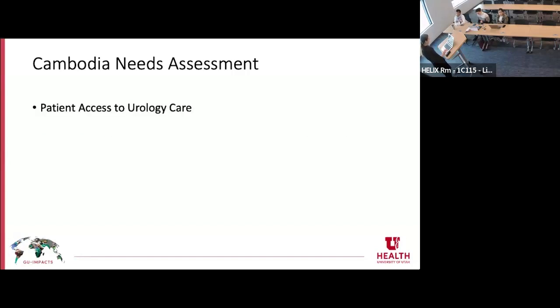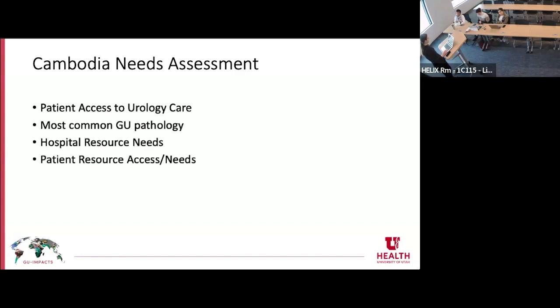So the couple of things I'm going to point to are our results regarding access to urology care, most common pathology, hospital resource needs, patient resources, access and needs, their greatest area of training need, and research support. I should say that in Cambodia, this needs assessment was focused on adult urology because their pediatric urology occurs in separate hospital systems.